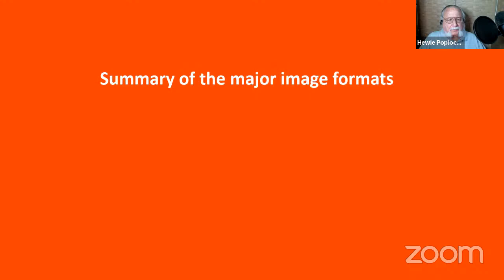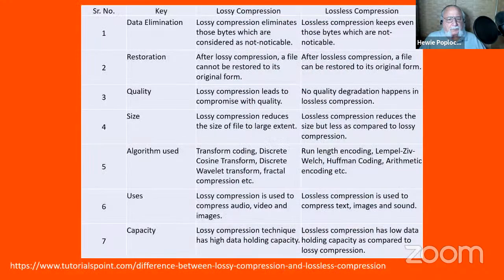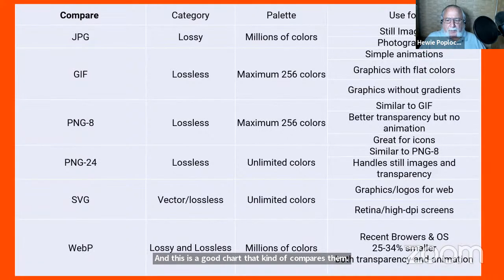So the summary of the major image formats, and this is a good chart that compares them. And here is another chart comparing whether it's lossy or lossless. Notice GIF has a maximum of 256 colors.